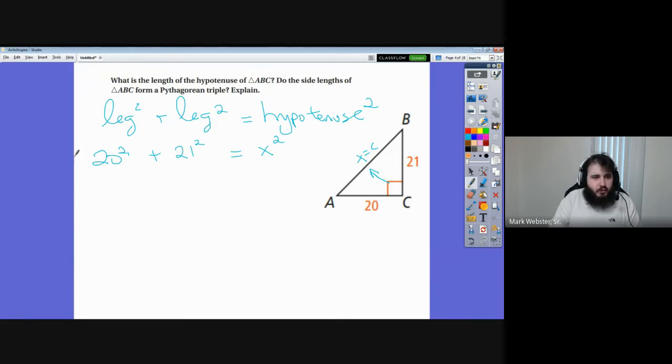So we do this. 20 times 20 is 400. 21 times 21, I think it's like 441. But I'm going to do this real quick. I'm going to add. And I'm looking at this and I'm saying, okay, well, what goes into 841? Because I need to leave this as like this, right?